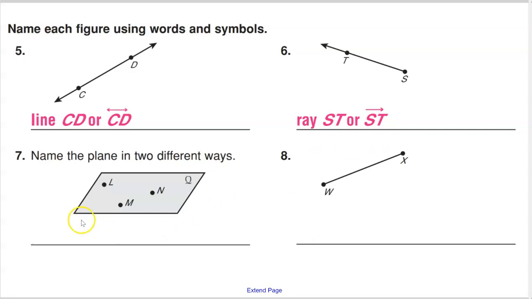All right, now we have a plane. There are a couple of ways we can name this plane. We can name it LMN, or just use the 3 letters to name it, or we can use just one letter, this Q, which represents the whole plane. So LMN or plane Q.